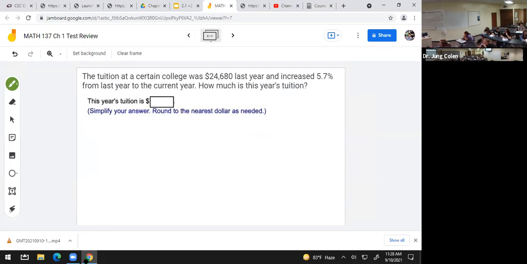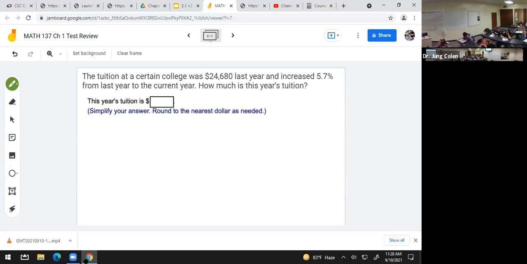This is the last problem that we're going to do. The tuition at a certain college was $24,680 last year, and it increased by 5.7% from last year to the current year. So, of course it's increasing. It never decreases, right? Too bad for you guys, but I know. But anyways, how much is this year's tuition? So intuitively you can say that it would be more than 24,680. If your answer is less than that, something is wrong, right?